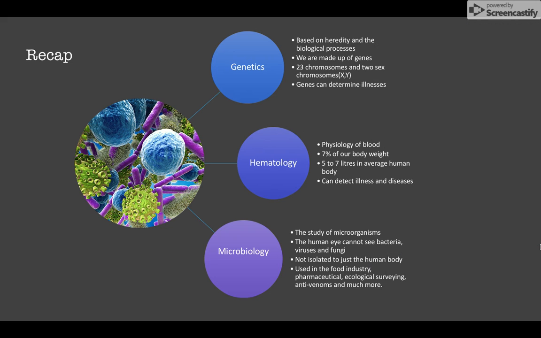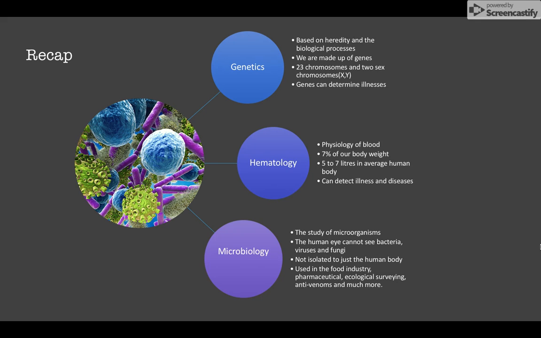So, just to recap, genetics is based on heredity and the biological processes behind it. Your genes are what make up everything that you are, it's what makes you, you. By reading the coding on each individual's DNA, you can determine or pinpoint a disease or illness that someone may have. Hematology is the study of the physiology of blood, which makes up 7% of our body weight. There are many other diseases and illnesses that can be detected by conducting a hematology test. Hematologists specialize in diseases that are found in the blood and blood components such as anemia, hemophilia, and leukemia.